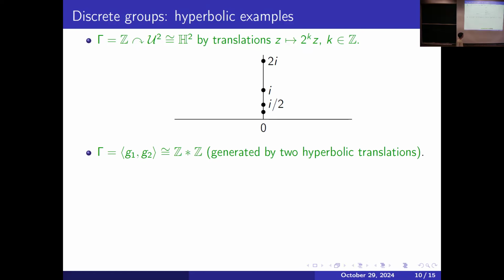It converges, it has two accumulation points, 0 and infinity. But these are not points of the hyperbolic space, these are points of the boundary. So the orbits are discrete, and again, the stabilizers are trivial here. The stabilizers of the interior points of the hyperbolic space are trivial, but we have the points at infinity that are stabilized by this isometry. Okay, the second example is an example generated by two hyperbolic translations.